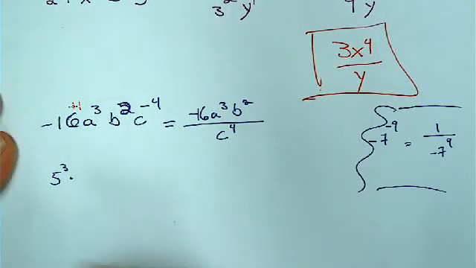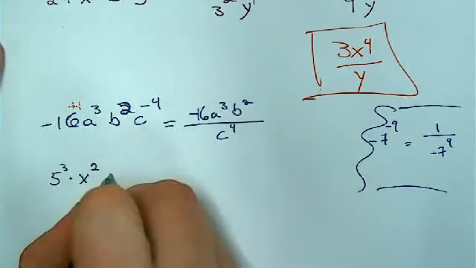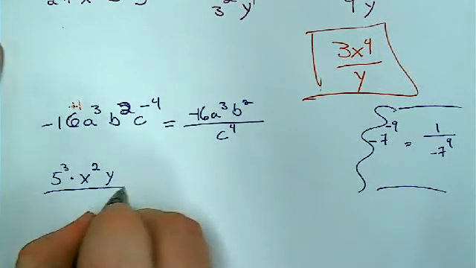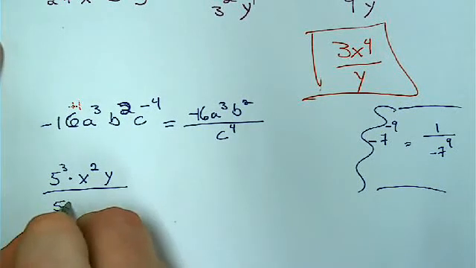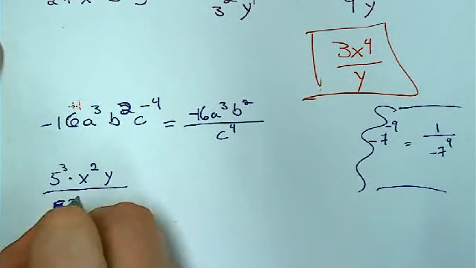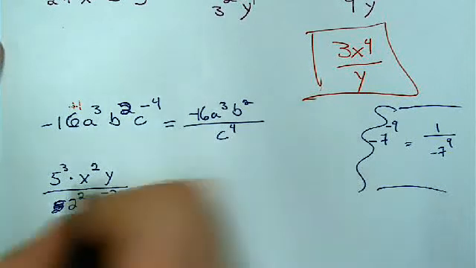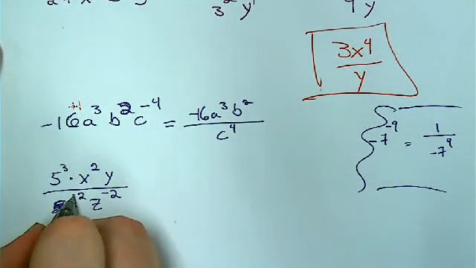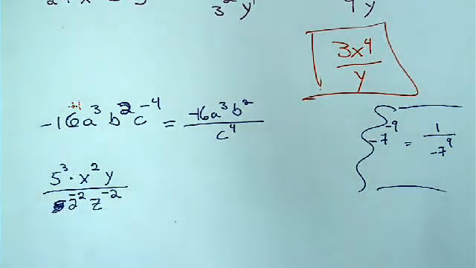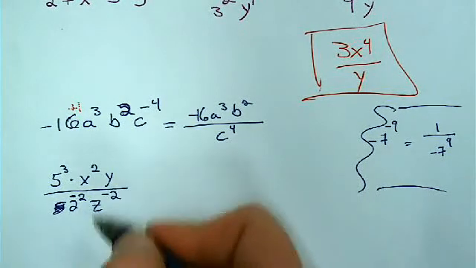All right, so 5 to the third. Let's do x squared y divided by 2 squared z to the negative 2. You know, let's make that 2 to the negative 2. So 5 to the third x squared y over 2 to the negative 2 z to the negative 2.